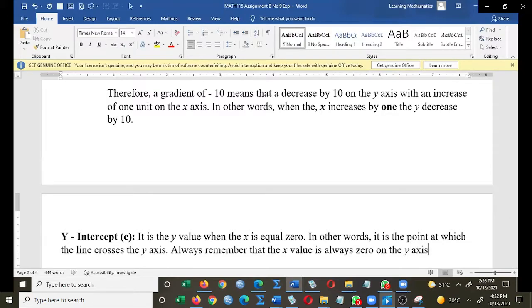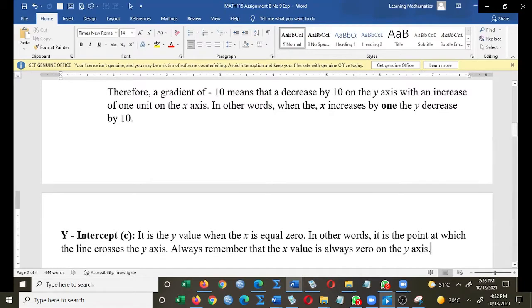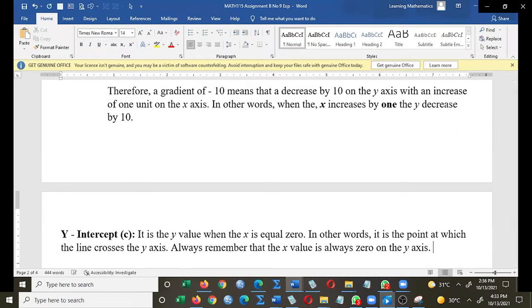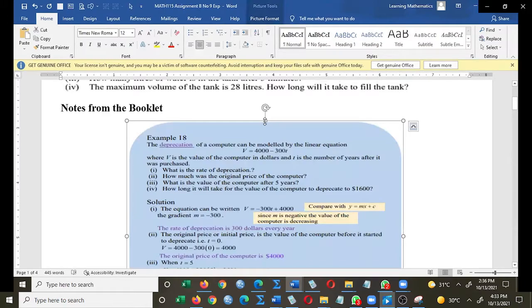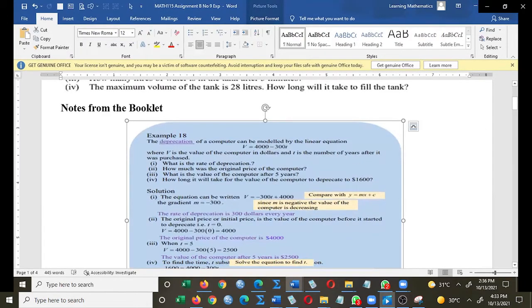All right. So therefore the point is always 0, c. Let's put a P there. 0, c. Bear in mind x, y. On the y-axis, x is 0. 0, c. C will be the y value.